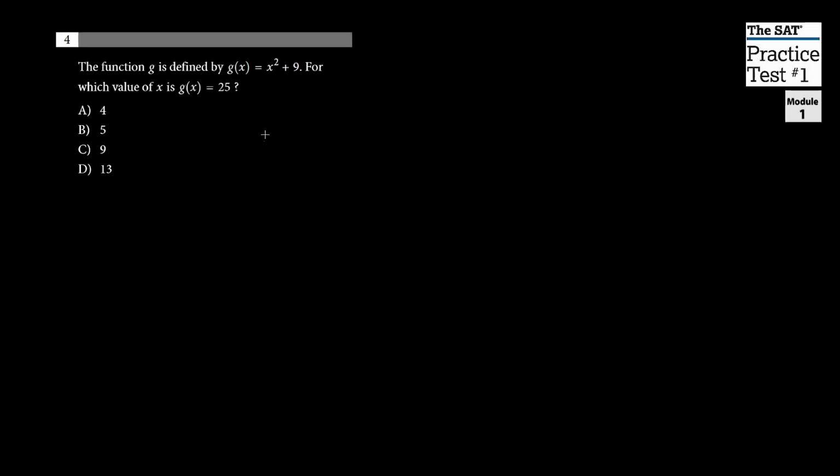So we've got a function g(x), and it's equal to x squared plus 9, and we've been asked to find the value of x when g(x) is equal to 25. So all we've got to do is set this to 25, move it around a bit and find x.